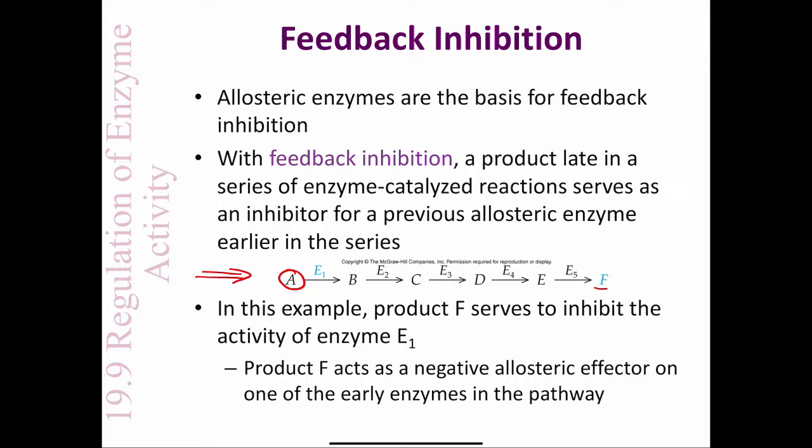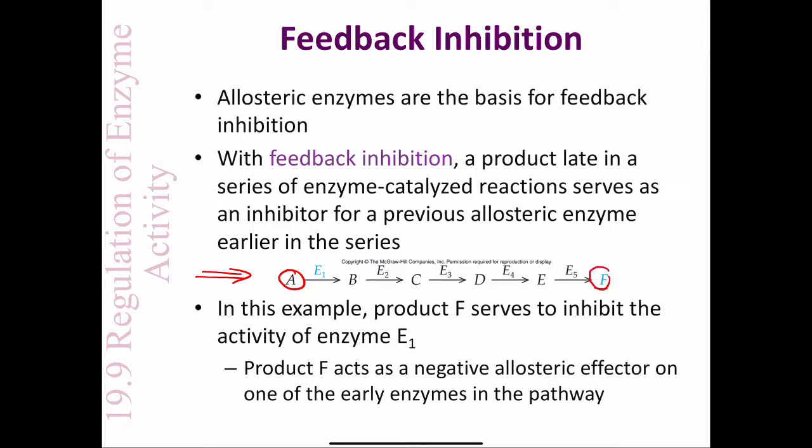In order to avoid this waste of energy, the cell uses what we call feedback inhibition, in which the product can shut off the entire pathway for its own synthesis. In this example, the product F acts as a negative allosteric effector on one of the early enzymes of the pathway, E1. When F is present in excess, it binds to the effector binding site, causing the active site to close so that it cannot bind to substrate A.